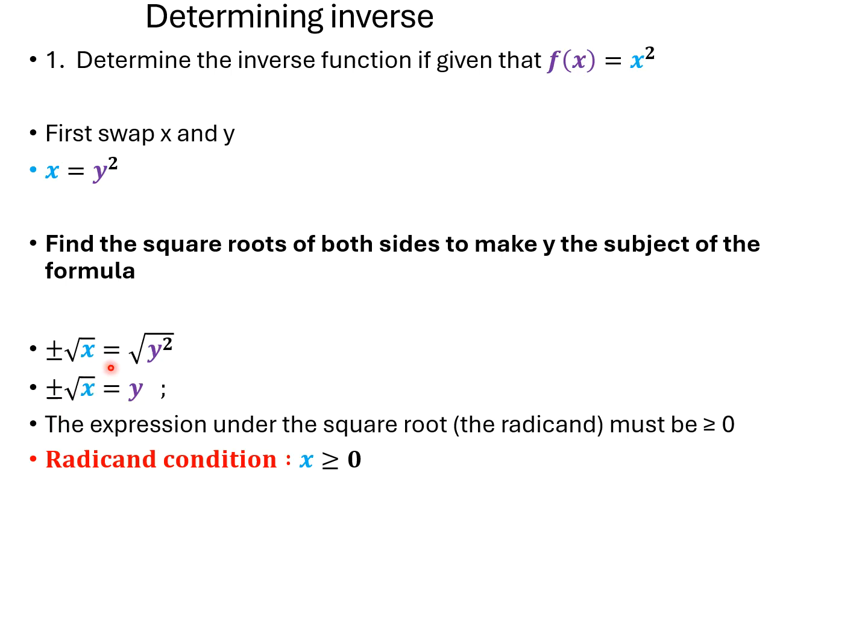Now, from the nature of roots, the x underneath the root cannot be negative, but in exams they allow you to write up to there. The expression under the square root, the radicand, must be greater than or equal to 0. So x must be greater than or equal to 0, because if it's negative, there are no roots, there's no solution. But this part we don't do at school. I'm just explaining it so you understand it.